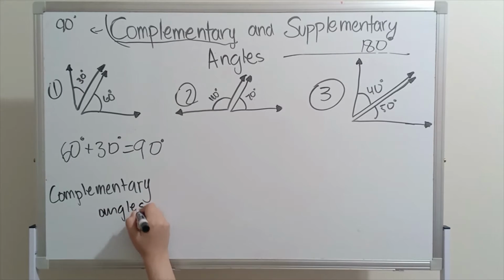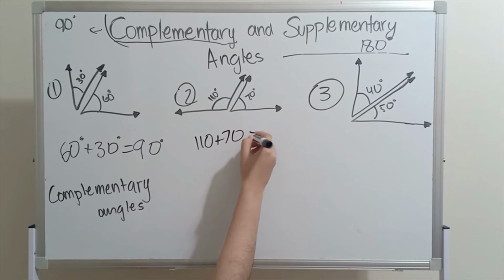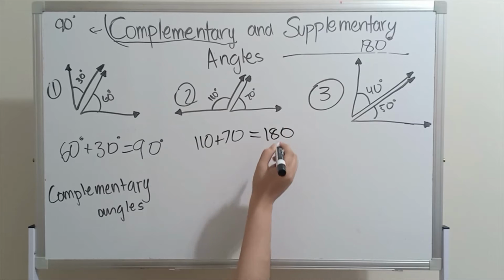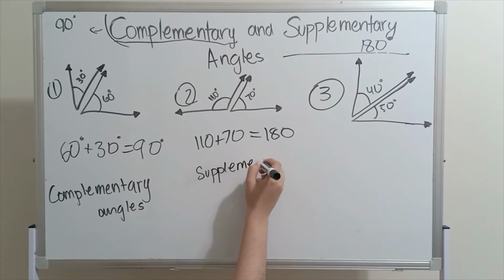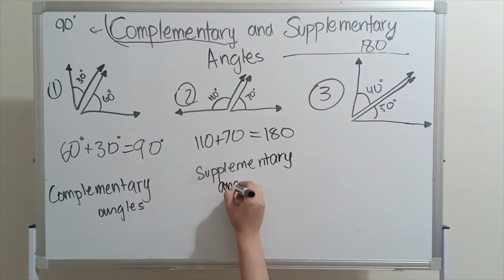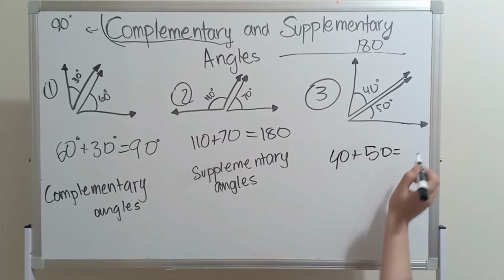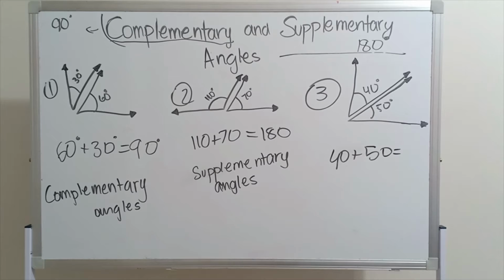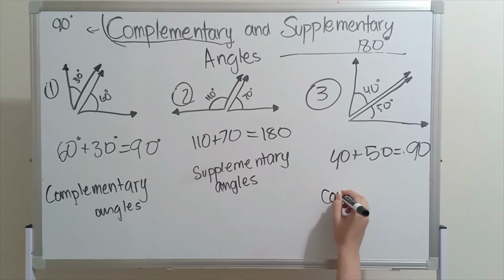Then we have the next question. We have 110 degrees plus 70 degrees, which will give us 180. When we talked about supplementary angles, they give us a sum of 180 when added. So these are supplementary angles. And then we have the last one: 40 degrees plus 50 degrees equals 90. So these angles are complementary.